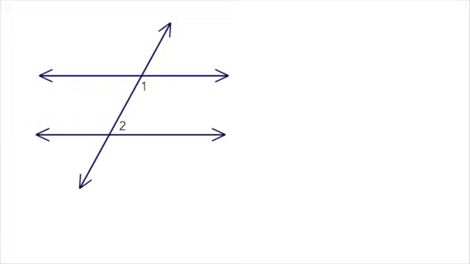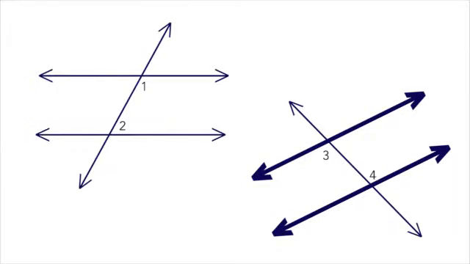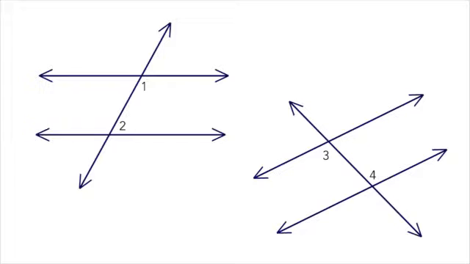Finally, don't forget that in the same figure with two parallel lines, you also have alternate interior angles that are congruent. In the figure, angles 4 and 3 are alternate interior angles, so they are congruent.